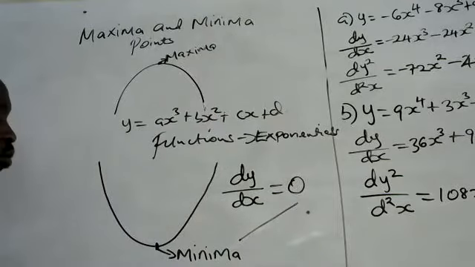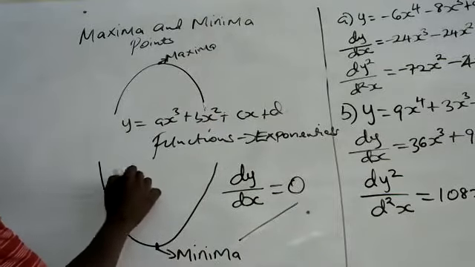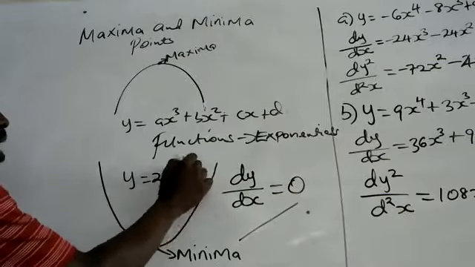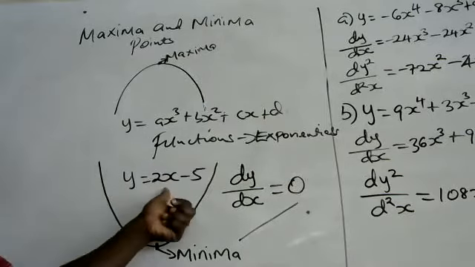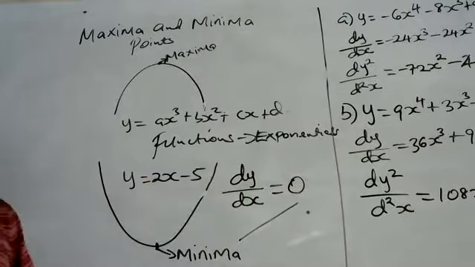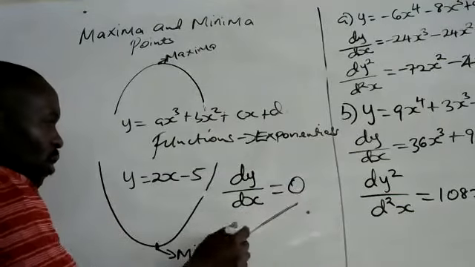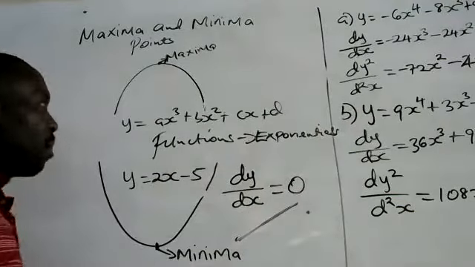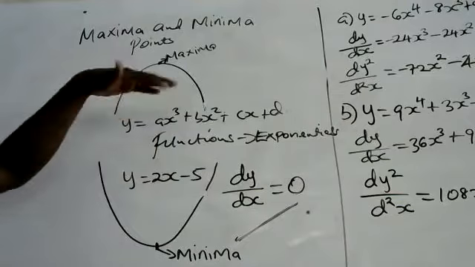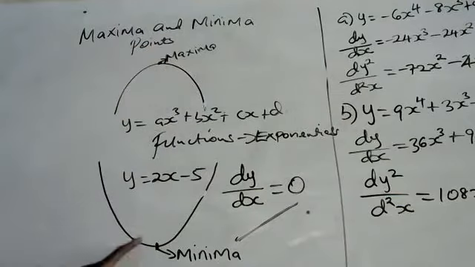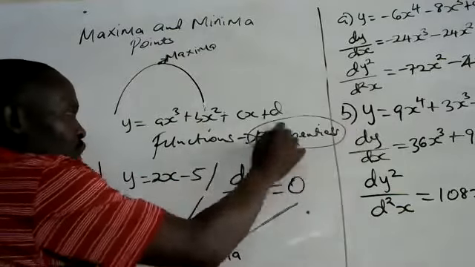It is not the same as when we have an equation like y is equal to 2x minus 5. An equation of this nature is a straight line equation. But whenever we have power 2, power 3, power 4 and so on, we are going to have a curve, and those are what we call the exponential.